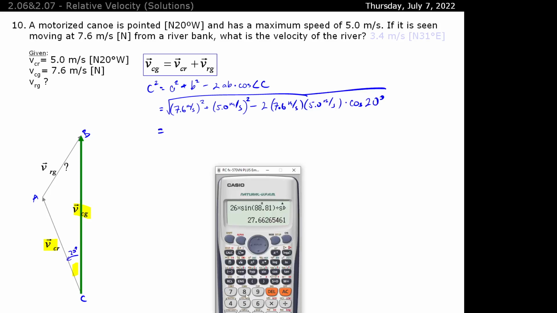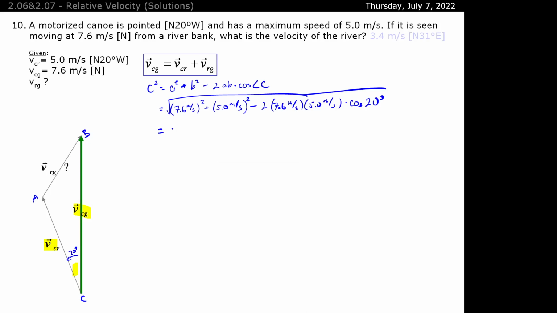Pull out our handy-dandy calculator, and the root of 7.6 squared plus 5 squared minus 2 times 7. Whoops, something typed out wrong. 2 times 7.6 times 5 times the cosine of 20 degrees is equal to 3.368 meters per second. Okay, so that's the river current's speed.